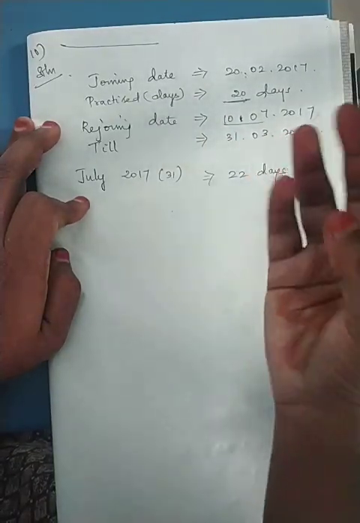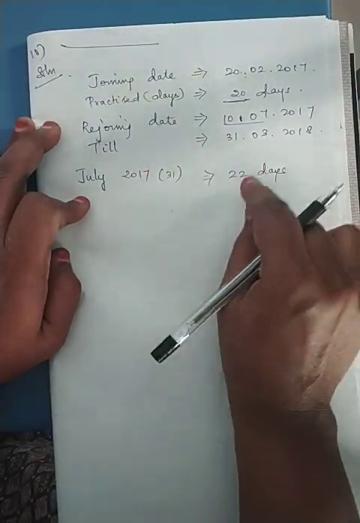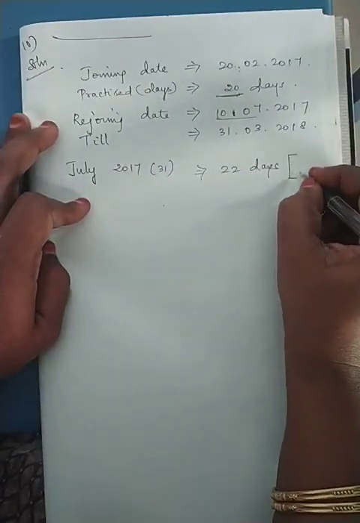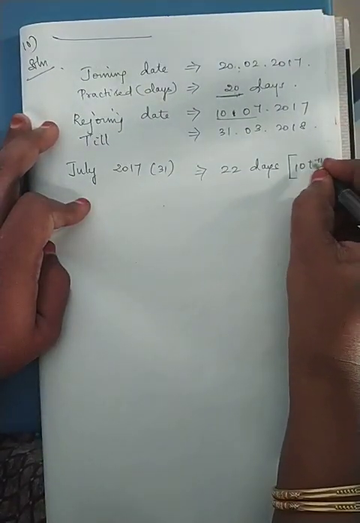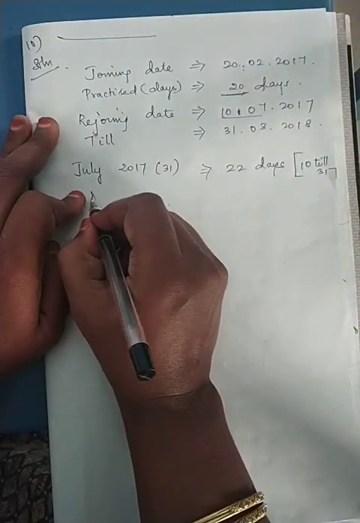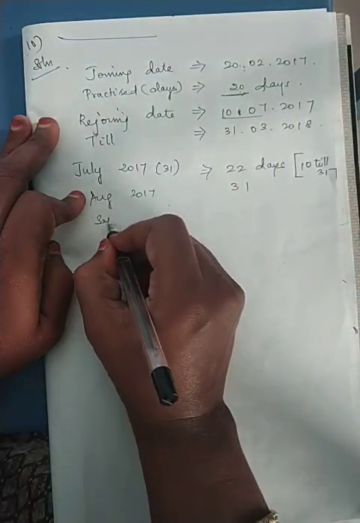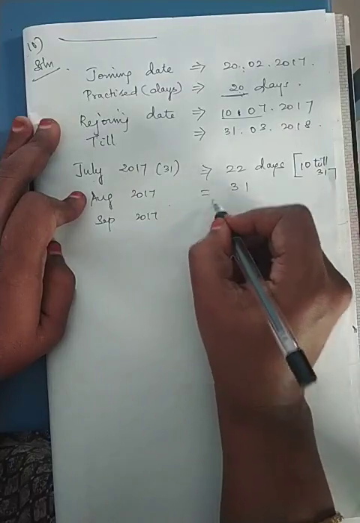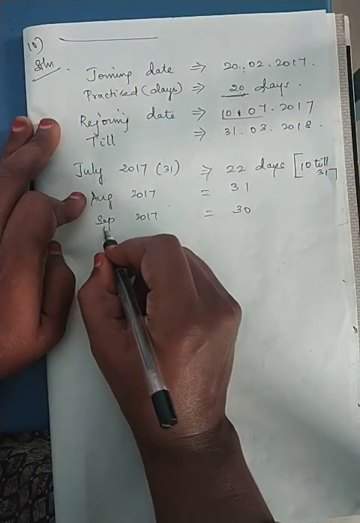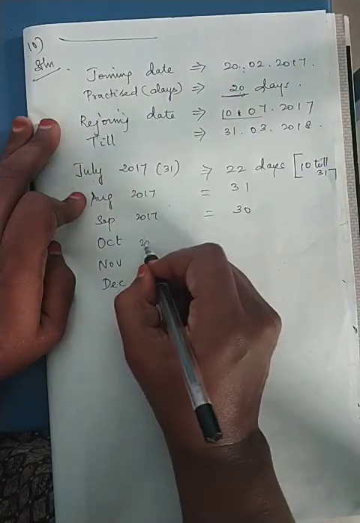No problem. You can use your fingers and count. You should not make a mistake in this. Even a single day will matter. So from 10 till 31st, you write from 10 till 31st. Then in August you will be having 31 days, August 2017. In September 2017 you will be having 30. Then October, November, December, all in 2017.